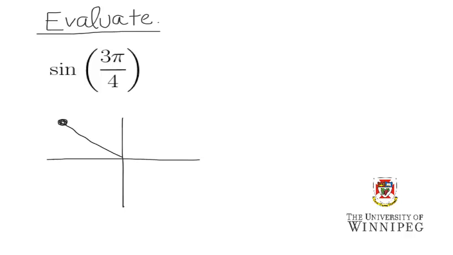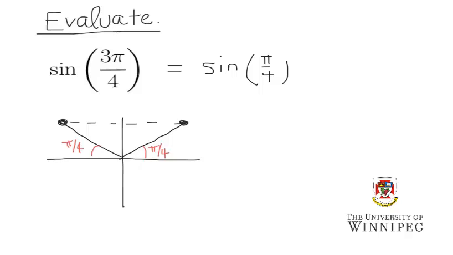Now what we're hoping to do is relate this back to a point on the unit circle that's inside of quadrant 1. Well, notice that there's a point on the unit circle over here that shares a similar reference angle of pi by 4. And we know the y-coordinate of this particular point on the unit circle. So it must be that sine of 3 pi by 4 is equivalent to sine of pi by 4. And we should have these special values committed to memory. What is the y-coordinate at pi by 4? Well, this is the square root of 2 over 2.